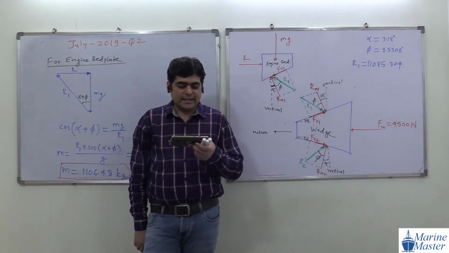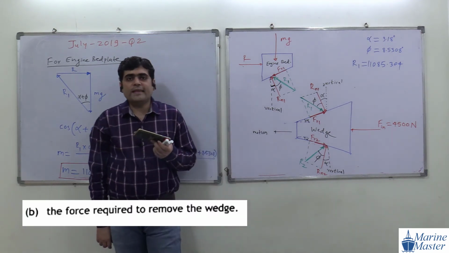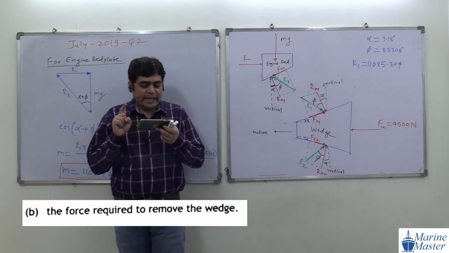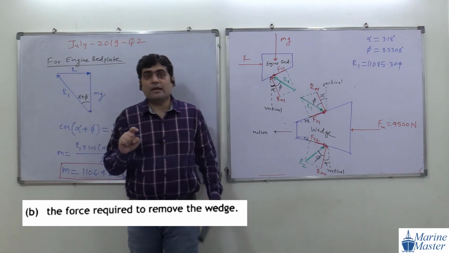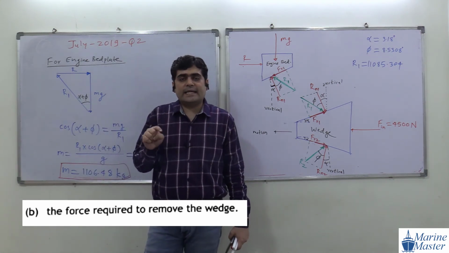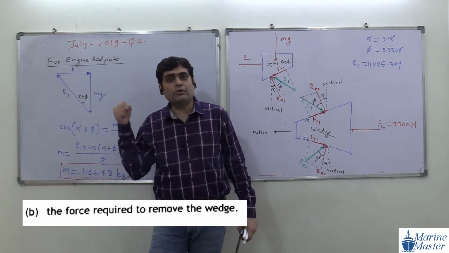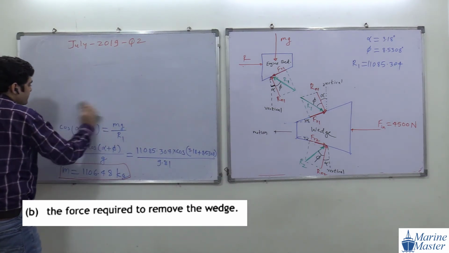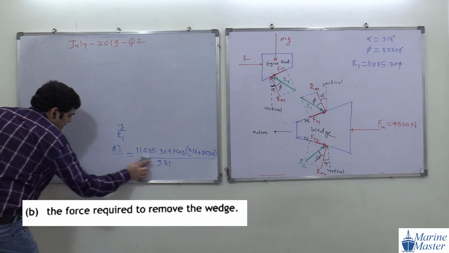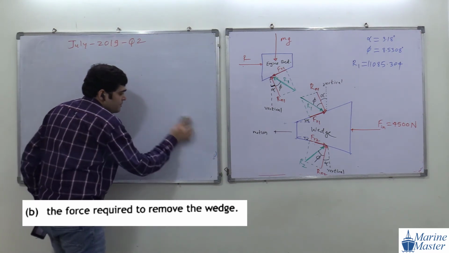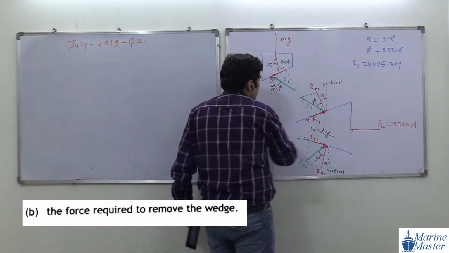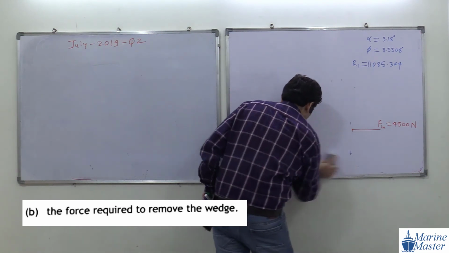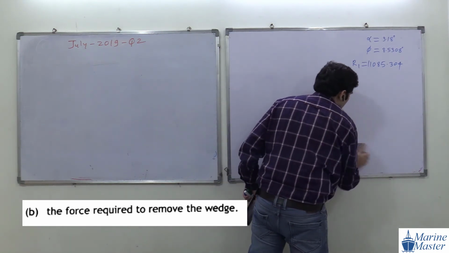Now what are they asking us in the B part? See the B part here. The force required to remove the wedge. Here in B part they are asking us F out. See the point here. I am going to draw the drawing of our scenario. Force required to move the wedge out.